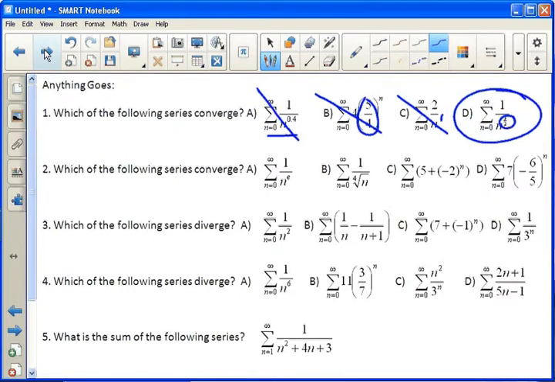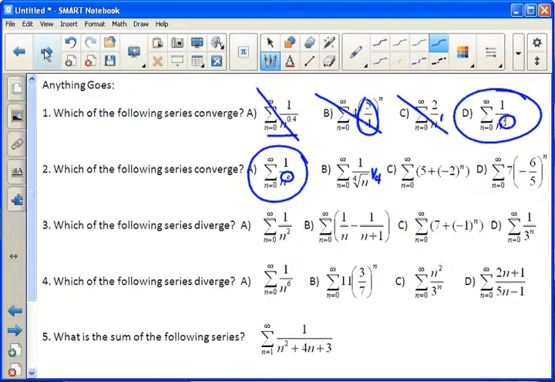Number 2, which of the following converge? Okay, A is a p-series. The power right here is e. e is bigger than 1, so this converges, and this is our answer. I want to go ahead and look at the others just for practice. B is a p-series. This power would be 1/4. That's less than 1, so it diverges.